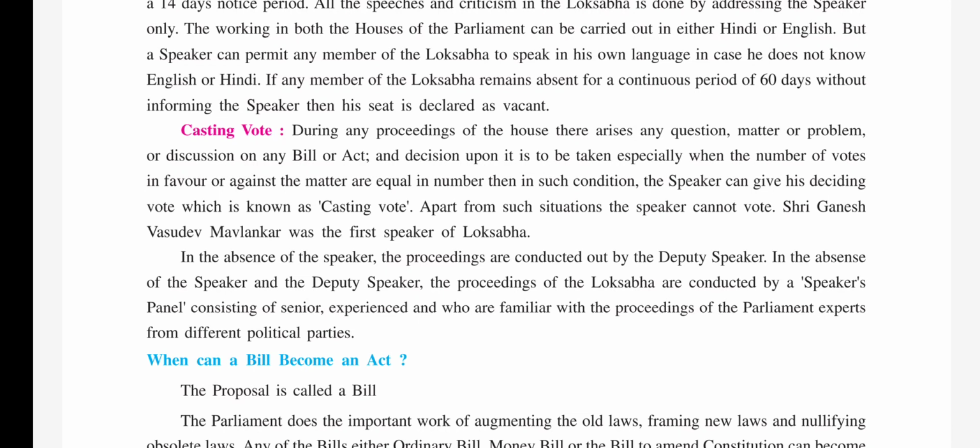In the absence of the speaker, the proceedings are conducted by the deputy speaker.